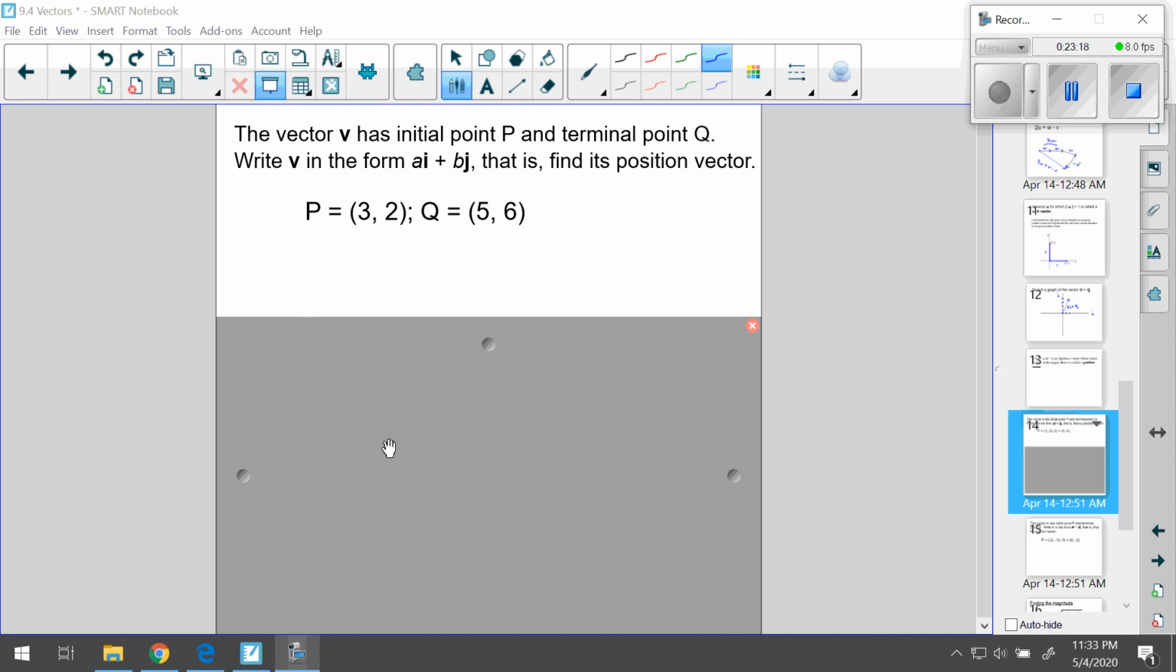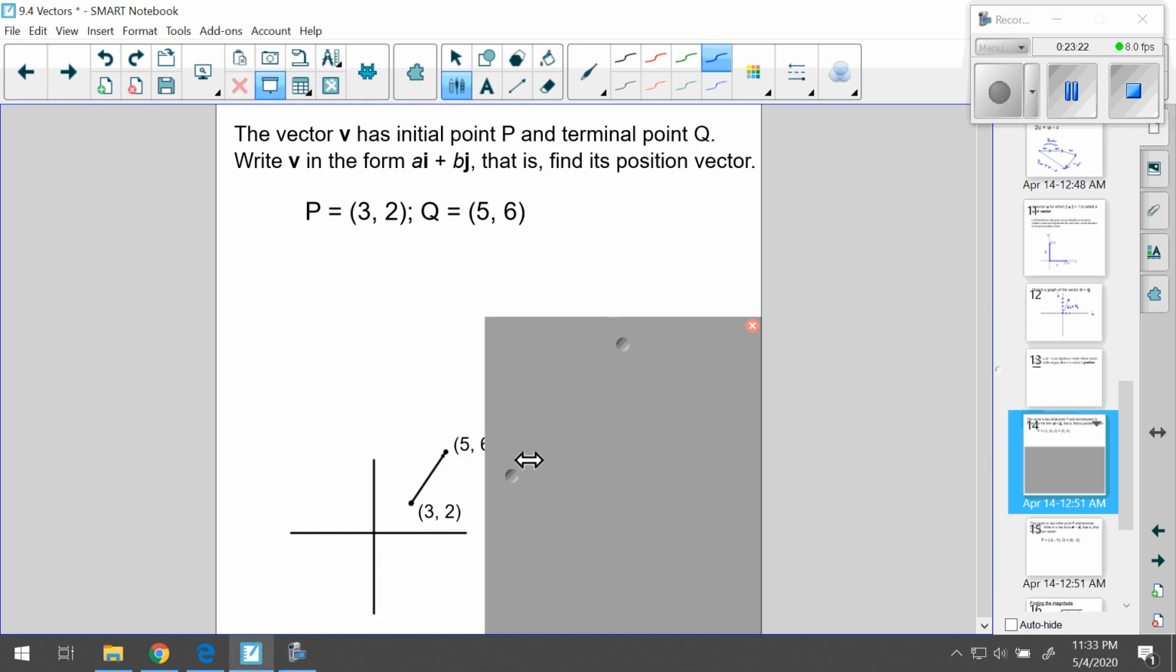First, let me show you, maybe we could just graph these 2 coordinates as if this were an xy coordinate plane. If I graph these coordinates, over 3 up 2 and over 5 up 6, this would be my starting point. If I wanted to make a vector out of this, I would head in the direction, notice it said the terminal point is Q. So starting at P and heading towards Q, this would be the vector that we found.